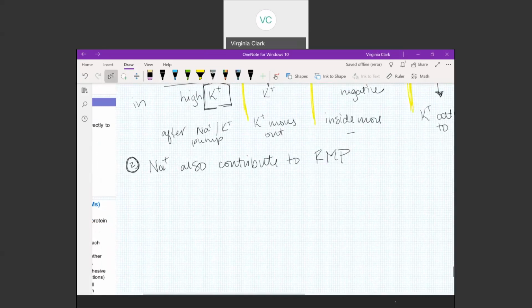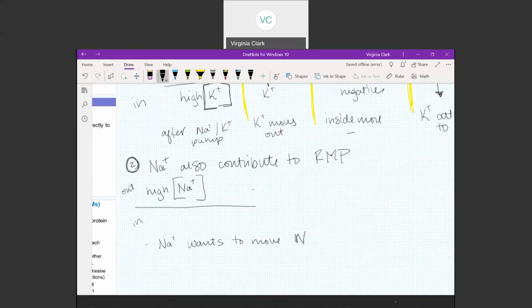So high concentration of sodium outside the cell. That is where we're starting. So sodium, how does this work? The sodium wants to move in, down its concentration gradient. So that's great. Sodium moves in.